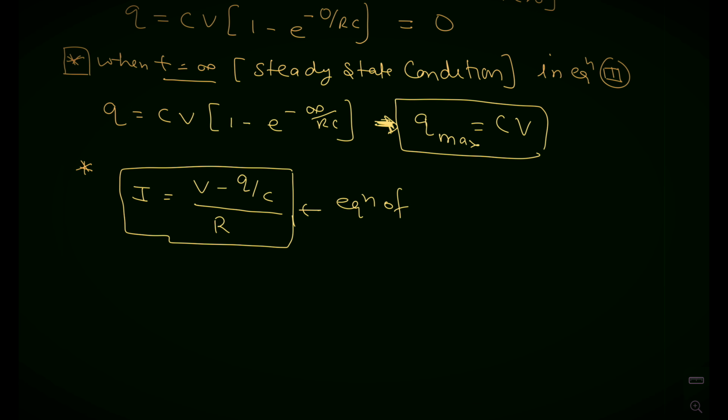This is the equation of electric current passing through the circuit, electric current at any particular time t.